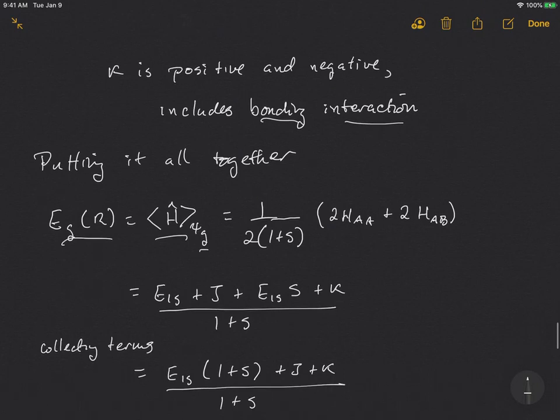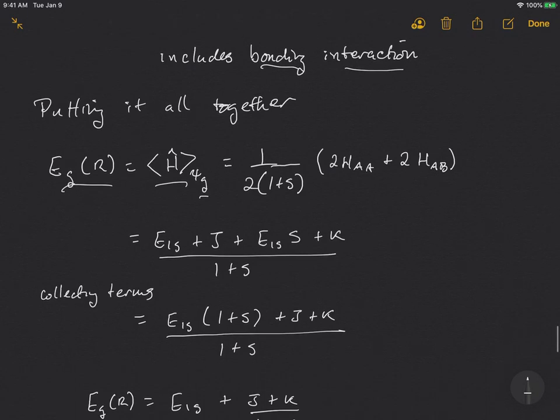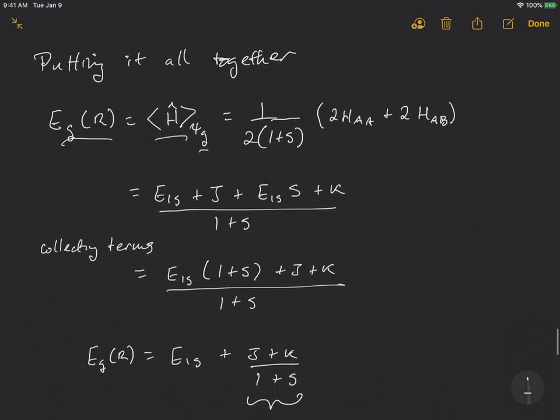So putting all of that together, first of all, there's a cancellation of 2's there, right? We've got 2's in the numerator and a 2 in the denominator. And we're going to get E1s plus J plus E1s S plus K, all divided by 1 plus S. And we can group some terms together. We're going to get E1s times 1 plus S plus J plus K, all over 1 plus S. And there's some additional cancellation we can do there, and we get Eg is equal to E1s plus J plus K over 1 plus S.